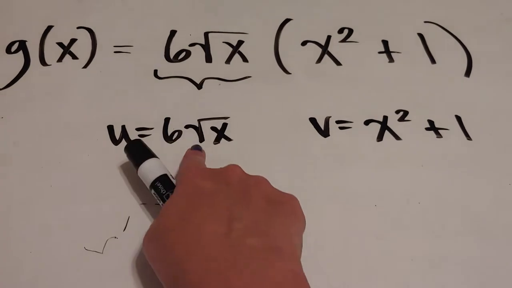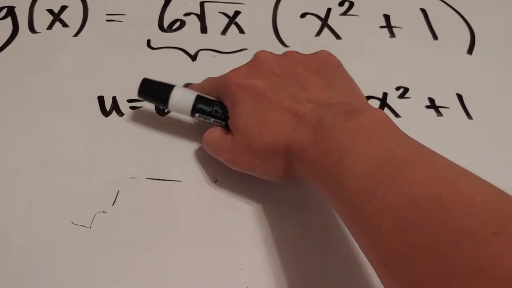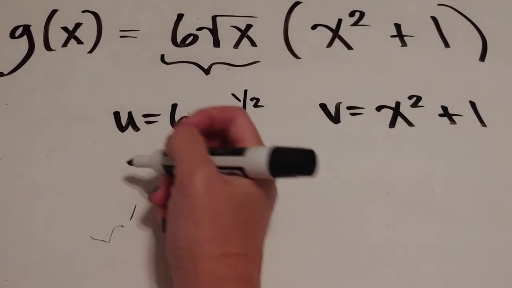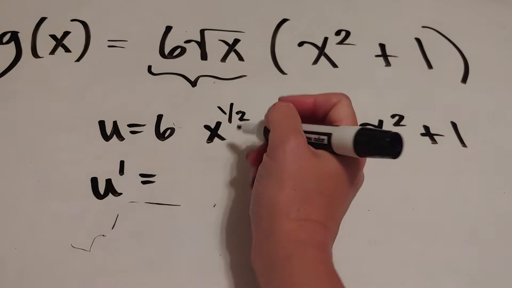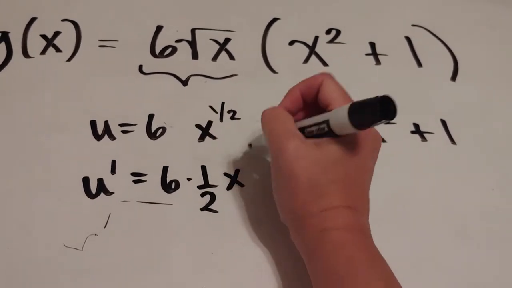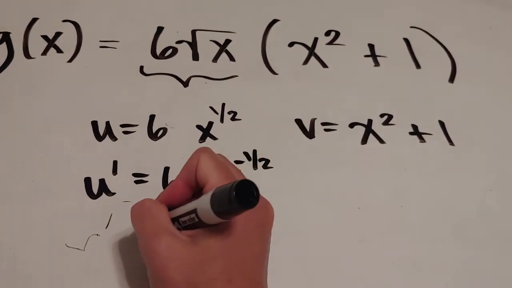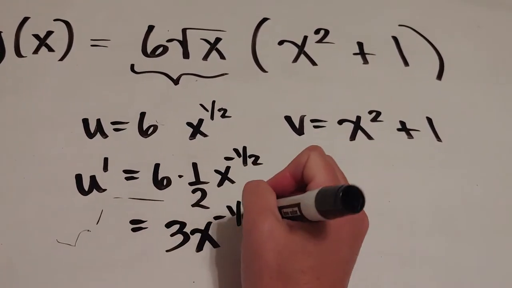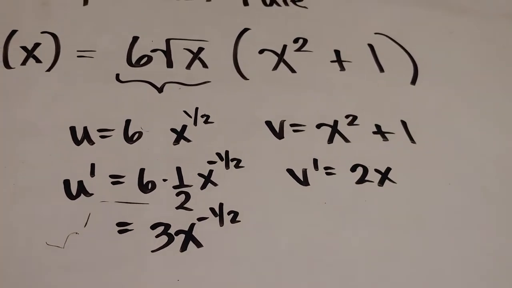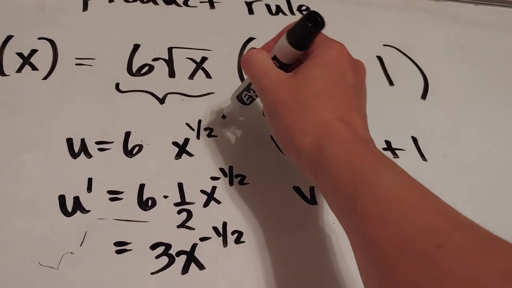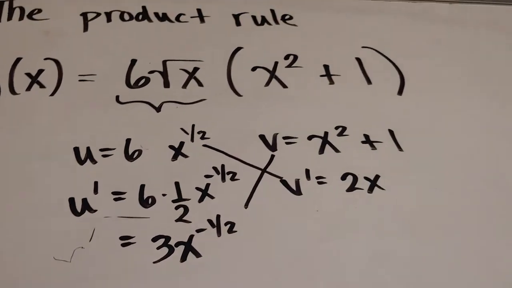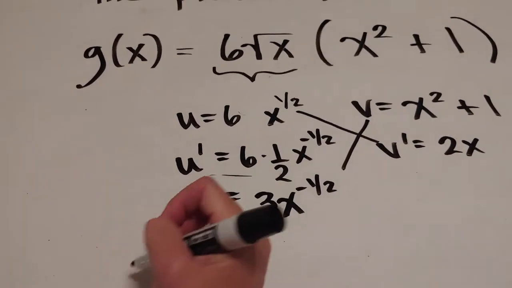Okay. Now, 6 square root of x. I'm going to go ahead and rewrite that x as x to the 1 half because that's what it is in fractional exponents. Okay, so u prime would be 6 times a half. X to the 1 half minus 1 is the negative 1 half. So this derivative will be 3x to the negative 1 half. v prime will be 2x. Okay, so here's my main diagonal. Here's my other diagonal. So now I'm going to write g prime of x.